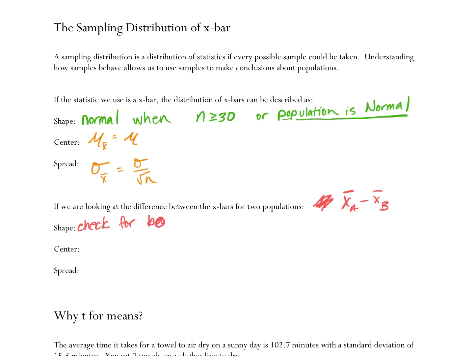Either of these criteria just needs to be true for both samples. Okay, so you're going to look, and it could be like one sample is coming from a normal population, the other one is coming with a really large sample size, then that's fine. As long as one of those two conditions is true for both samples, you're fine. Okay? The mean of x bar A minus x bar B is mu A minus mu B.